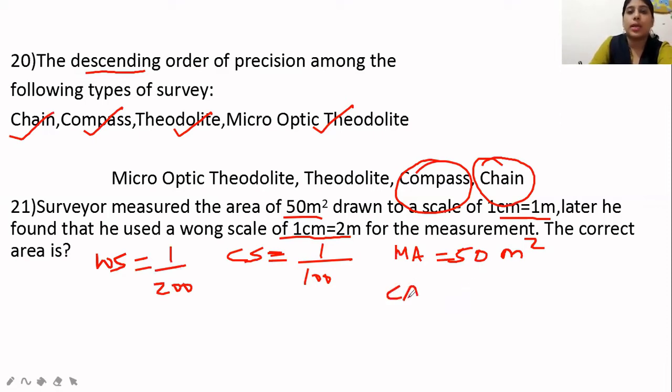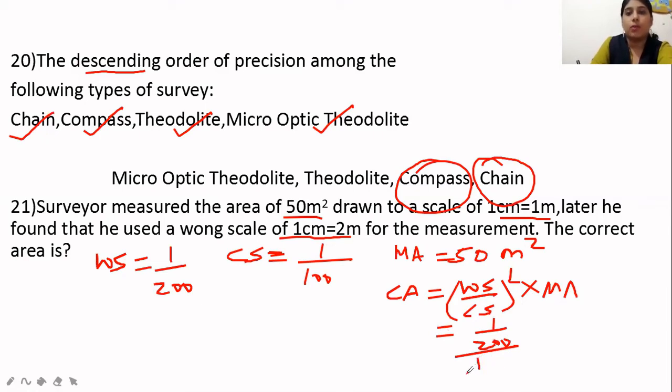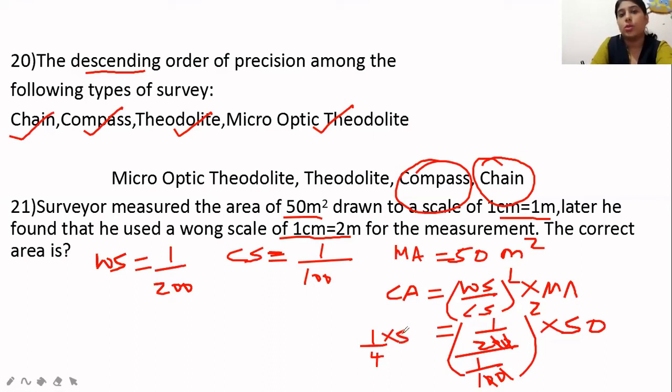How will we find the correct area? We already discussed it just before. Wrong scale by correct scale, the whole square, into the measured area. So what is the wrong scale? 1/200, divided by the correct scale, 1/100, the whole square into 50. The 100 cancels out and you will get (1/2) square. What is (1/2) square? That is 1/4 into 50. When you cancel out, you will get the answer 12.5 meter square.